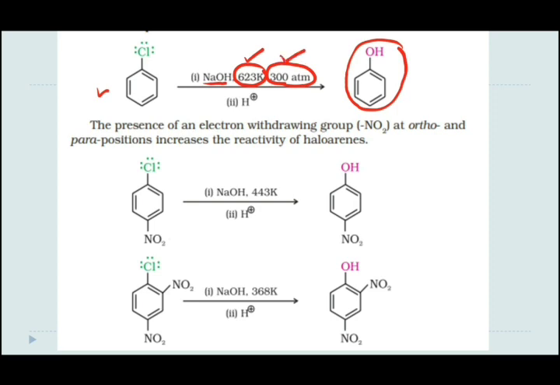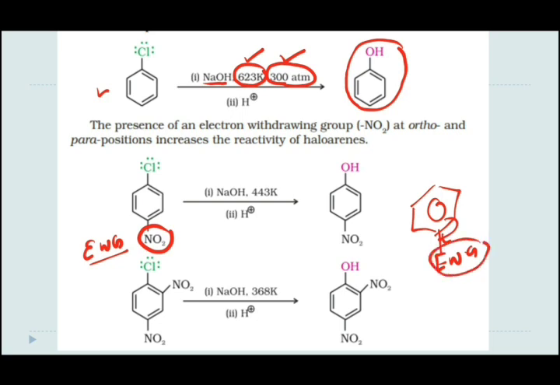Now what happens when we introduce an electron withdrawing group in the ring? This NO2 is an electron withdrawing group. What will it do? The electron withdrawing group will withdraw the electron density from the ring. That means it will make the ring more electronically deficient. So we can say that the presence of an electron withdrawing group will increase the reactivity of nucleophilic substitution in the haloarenes.